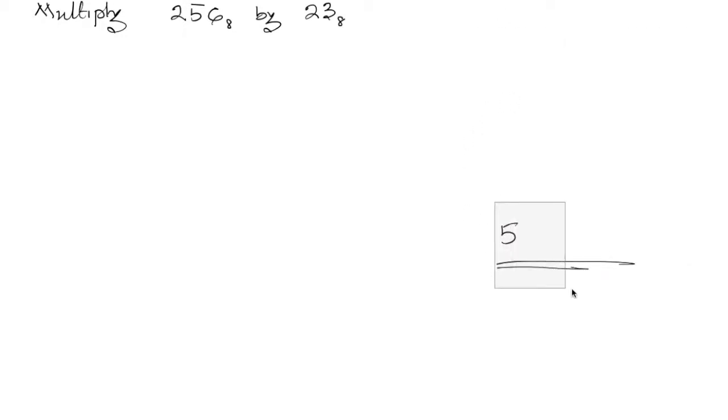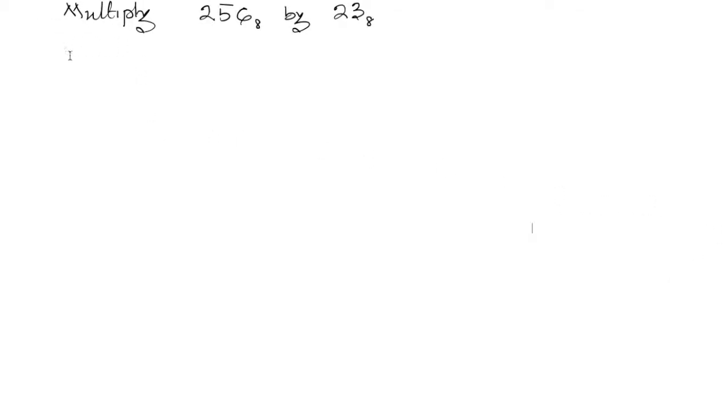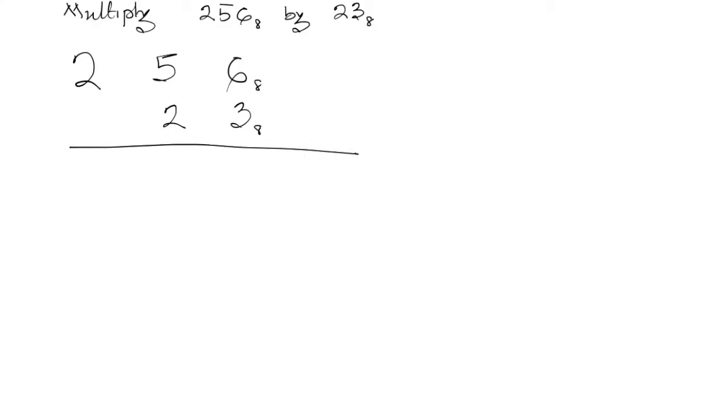The only difference in this case is that we would have to write our answers down in base 8 most of the time before we take into consideration our results. Now, if we start doing this, 256 multiplied by 23, both in base 8. Okay, so we start from this. 3 times 6 is 18. However, we can't write down 18 because we're operating in base 8.